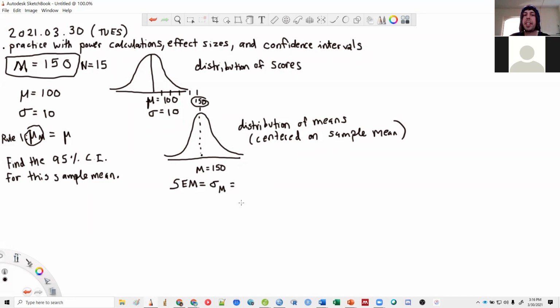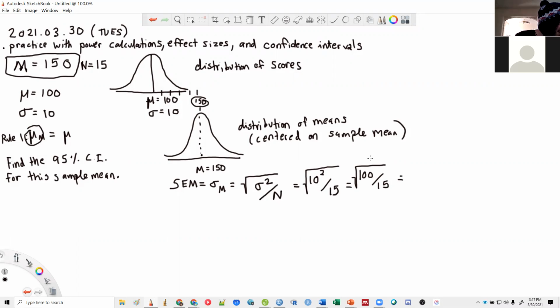Remember that this value is equal to the square root of the variance of this distribution divided by the sample size of the sample mean. So the variance of this distribution would be 10 squared, or 100, divided by 15, because we said at the beginning that our sample contained 15 individuals. By order of operations, we do the exponents. So I have to shamefully take out my calculator to do 100 divided by 15. Yes, it's about 6.7. So square root of 6.7.